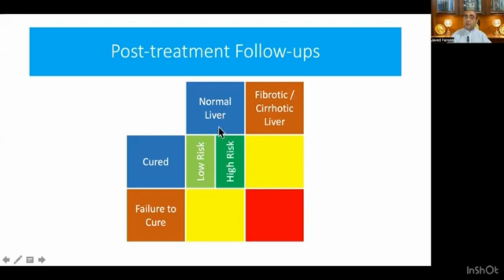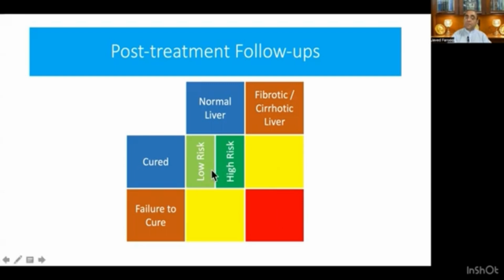So for the follow-up, I will divide my patients into these 3 groups. One is the green group, where the SVR is achieved and the liver is normal, but still here they may be low risk and high risk patients. Then the cured but fibrotic liver, or SVR not achieved with a normal liver, are the moderately risky patients and need follow-ups. And if the patient has not achieved the SVR and the liver is fibrotic or cirrhotic, this is the most dangerous or risky group and needs proper follow-ups.